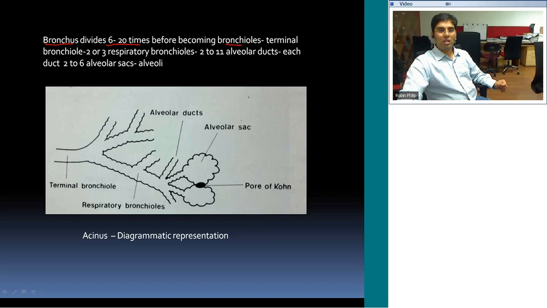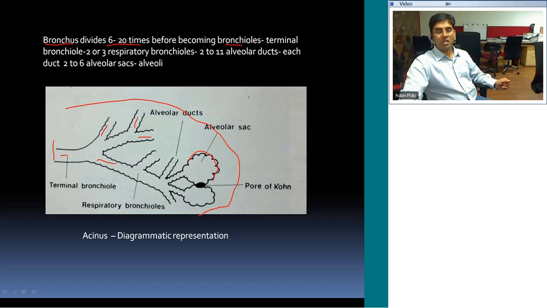This is the terminal bronchiole, and this terminal bronchiole receives 2 or 3 respiratory bronchioles, and each respiratory bronchiole receives up to 2 to 11 alveolar ducts, and each duct has 2 to 6 alveolar sacs, and each sac is made up of thousands of alveoli. So this whole unit from this terminal bronchiole till this is called the acinus.